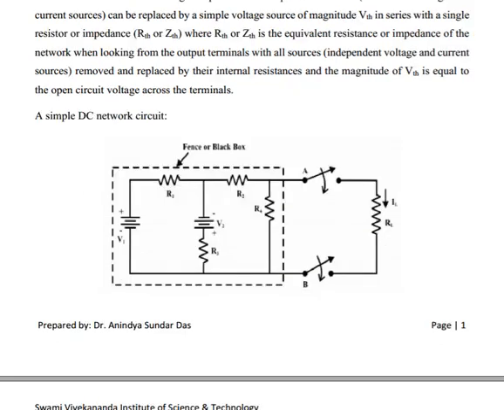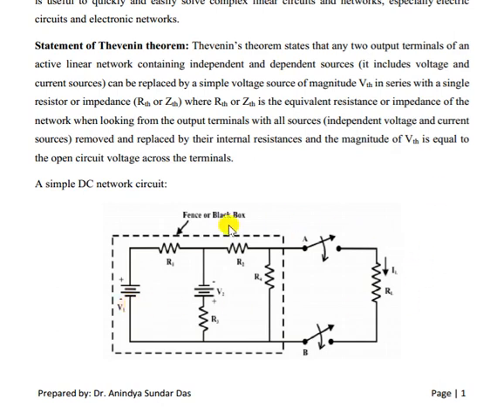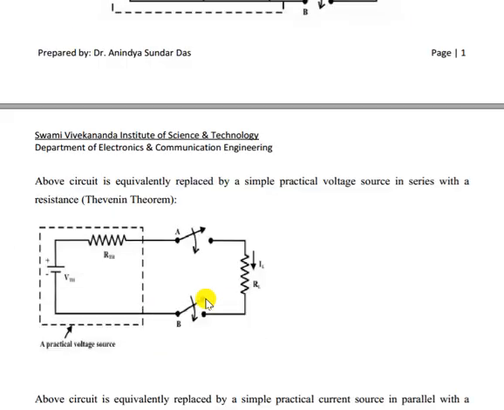So that means what? Suppose we have this circuit, and we have a load resistance connected to this linear bilateral circuit, and here we have say two sources and many resistances. Now this circuit can be converted into one single voltage source in series with a resistance. This voltage source is called VTH or open circuit voltage VOC, and the resistance is called the Thevenin resistance.